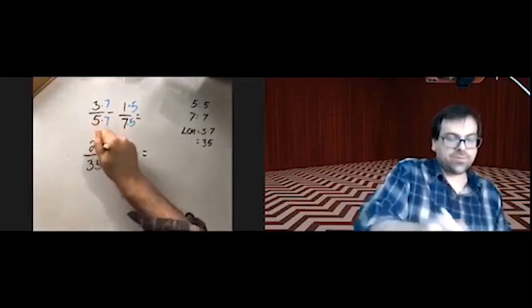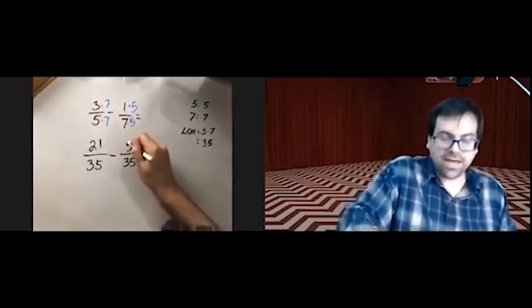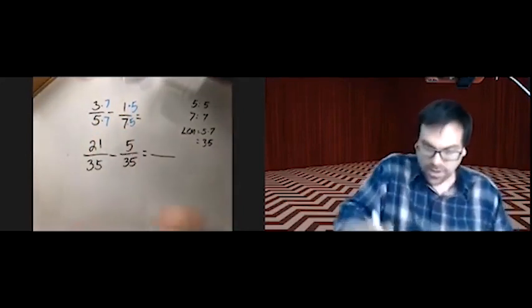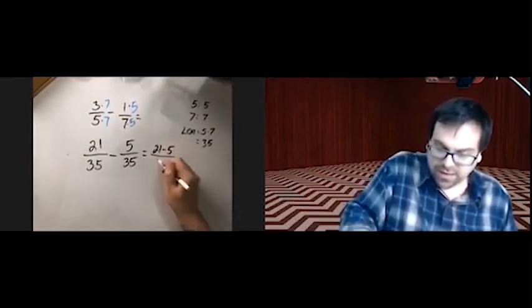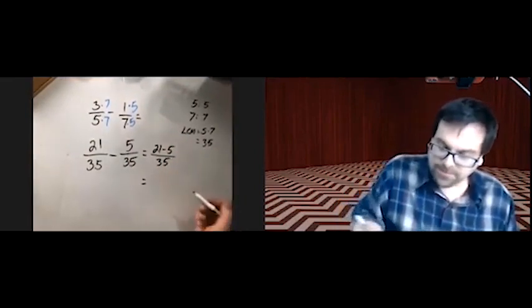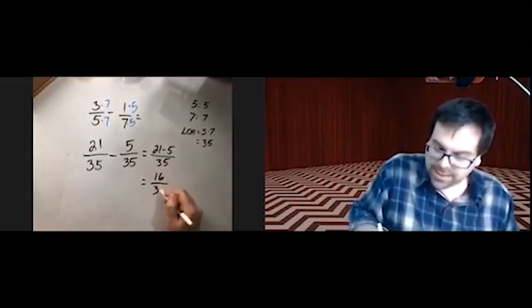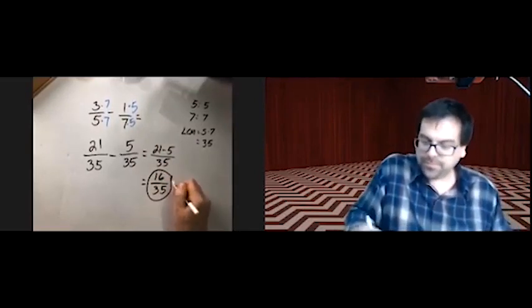3 times 7 is 21. 1 times 5 is 5. 21 minus 5 over 35 is 16 over 35.